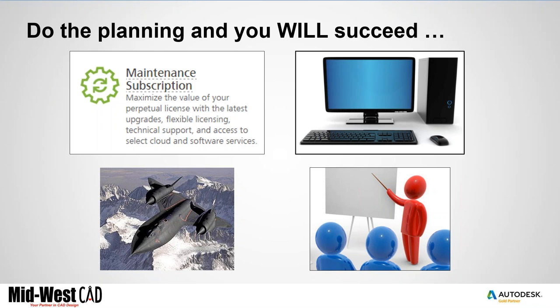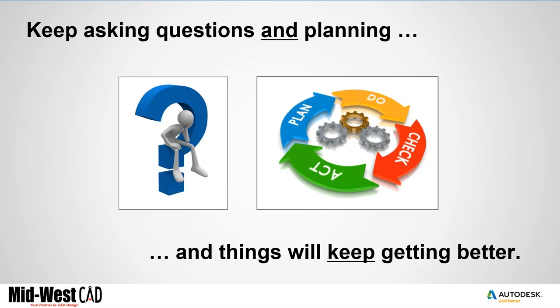If you do the planning on those four key metric areas, you will do well. I can promise that you will. So keep asking these questions, how do we do things better around here, and you will keep getting better. But it won't happen by accident. It only happens if you're attentive and you keep planning for it.